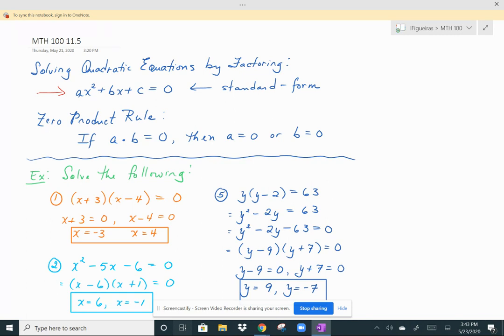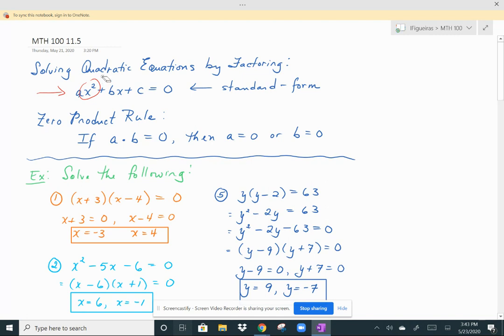The part of this equation that makes it a quadratic is this part right here, the degree of 2. So a second degree polynomial on one side of the equation is why we call it a quadratic equation.